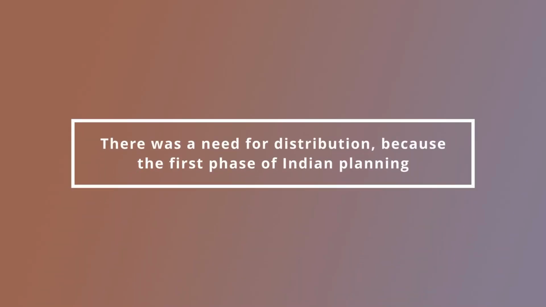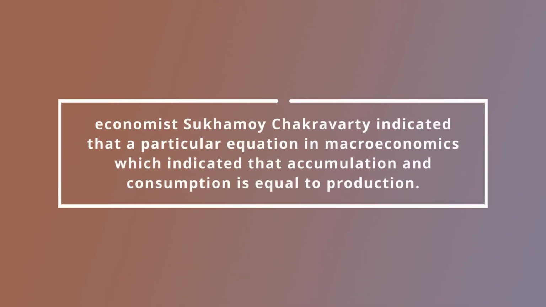And the third 5-year plan model also took up this particular point, that they wanted to establish income and wealth equality in the system. They wanted to reduce inequality in the distribution of income and wealth. But the third 5-year plan model could not follow a specific strategy so as to operationalize this objective. Now, there was a need for distribution, because in the first phase of Indian planning, our famous economist, Sukhmoy Chakraborty, indicated that those plan models reflected a particular equation in macroeconomics, which indicated that accumulation plus consumption is equal to production.